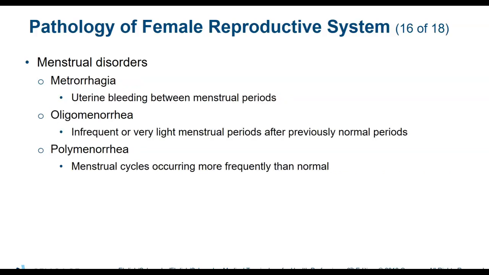So there's other menstrual disorders. Metrorrhagia is, again, bleeding between menstrual periods. Oligomenorrhea is going to be infrequent or light menstrual periods. And polymenorrhea is going to be menstrual cycles occurring more often than normal, before that 28-day cycle.